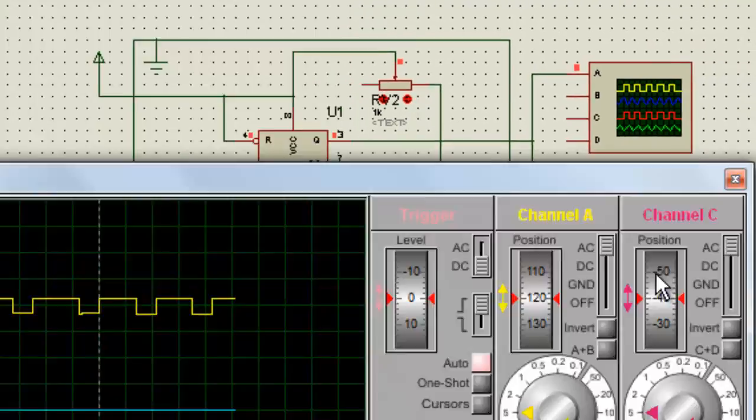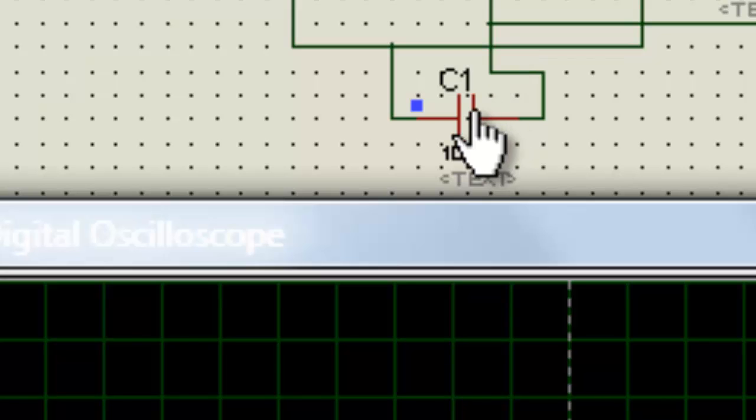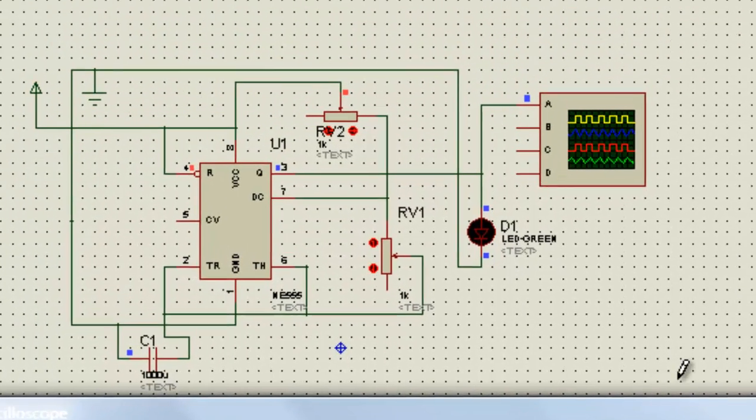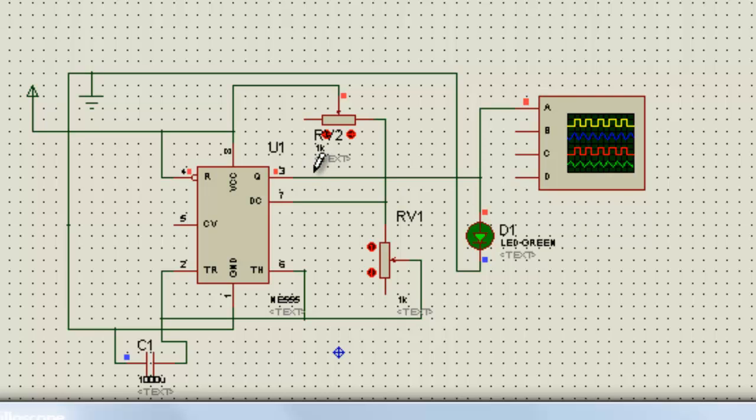Now in this simulation, I've kept this capacitor constant, but you can also use a variable capacitor to generate more options for frequencies. So this is how a 555 timer provides the oscillation through this output pin, which can be used for running an IC which works on clock frequencies.